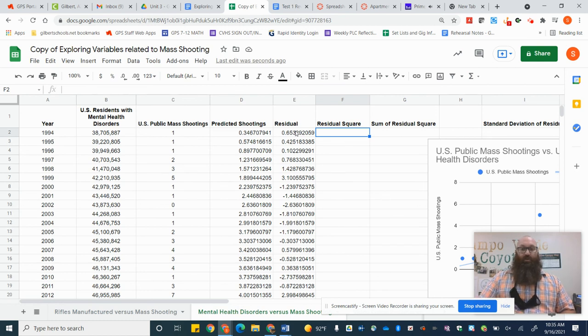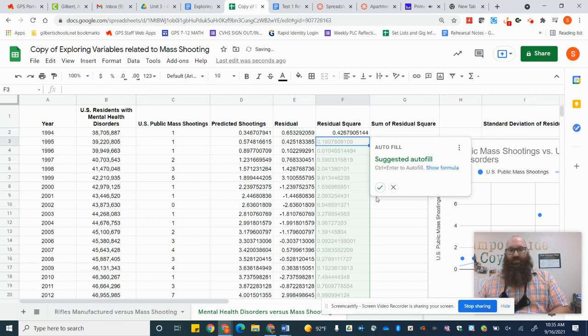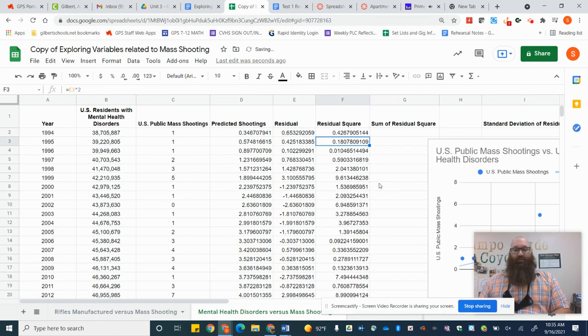Again, we'll press equal so the spreadsheet knows to calculate, and we're going to take this residual. So we'll click on the cell to the left and square it. There I'm using Shift-6 to get the up caret and then typing in the number 2. Again, press enter and we can autofill that formula down. So these would be all of our residual squares. Before we had some positive, some negative, some underestimates and overestimates. Here, whenever we square all of them, of course, we have positive values.